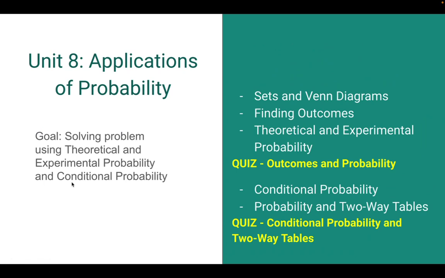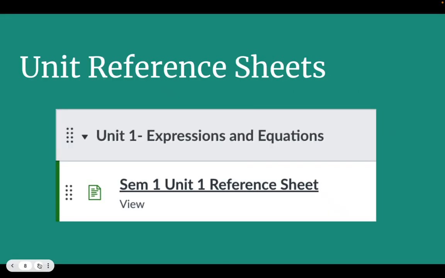And then we're going to finish up with applications of probability. So we're going to solve problems using theoretical, experimental, and conditional probability. So we'll review sets and Venn diagrams, finding outcomes, theoretical, experimental probability, then we'll have a quiz, and then we'll talk about conditional probability and probability in two-way tables. So I think it's kind of a fun unit. What are the chances of, like you can figure out how you could actually find that.